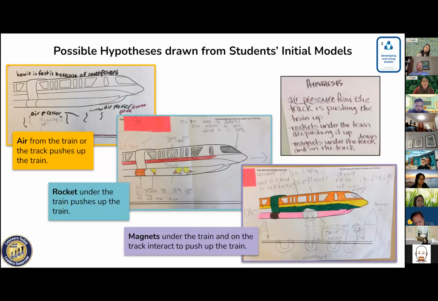So then, as I mentioned, we have these possible hypotheses that can be drawn together. And when you know what the kids are thinking, when you understand where they're coming from, then you know where to go next. So some students were thinking that it's air from the train pushing the track up. Maybe there are rockets involved, or maybe magnets, right? So you'll know, okay, these students I need to help build a deeper understanding of, or if they've already gotten to that initial possible explanation. Now, how can I get them to understand the how and the why and to show that?